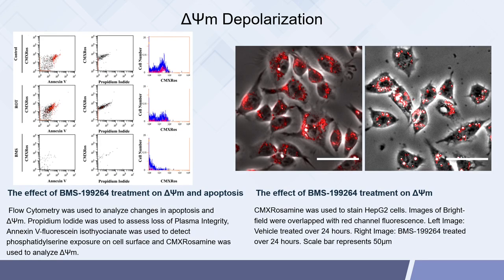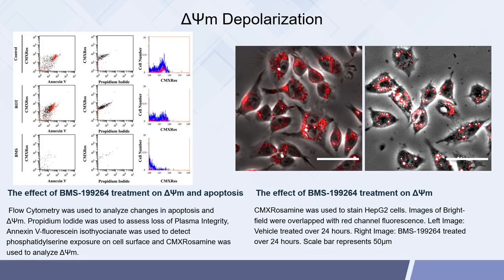Since the binding of CMX rosamine is dependent on the polarization of the mitochondria, we can use fluorescence to determine if the mitochondria have been depolarized. Looking at flow cytometry data in comparison to rotenone, a pesticide that kills all cells, and DMSO control, only ATP hydrolase inhibition treatment created a collapse of mitochondrial membrane potential.